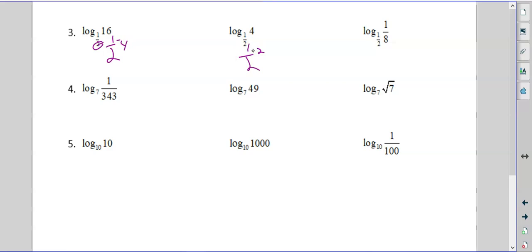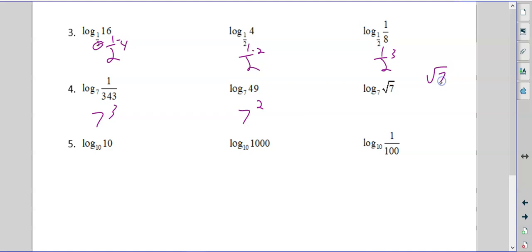Now, notice, 2 to what power is 8? 3. Since they're both on the bottom, we just leave it like that. 1/2 cubed. 1/2 times 1/2 times 1/2 is 1/8. Right? 7 to what power? You have your cards on your desk. 7 to what power is 343? And that's cubed. 7 to what power is 49? 7 squared.